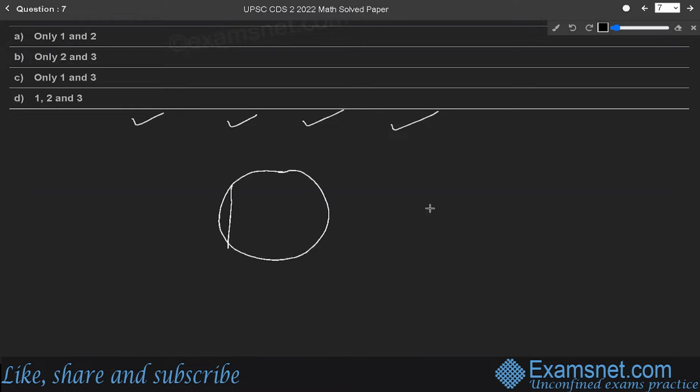This is a cyclic quadrilateral which is inside a circle. Let this be the angles. Now the angle bisector of, let us name it first, A, B, C and D. The angle bisector of B will be somewhere here. The angle bisector of A will be somewhere here. The angle bisector of C will be somewhere here. And the angle bisector of D will also be somewhere here.